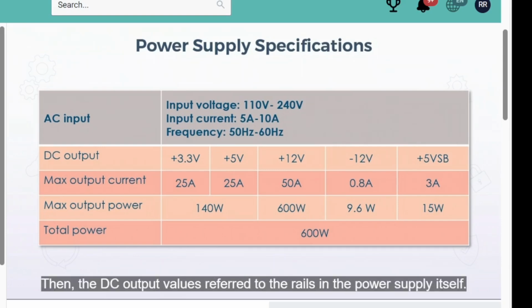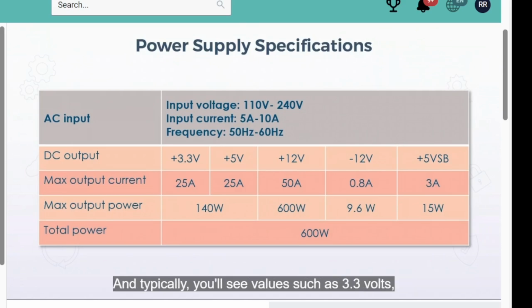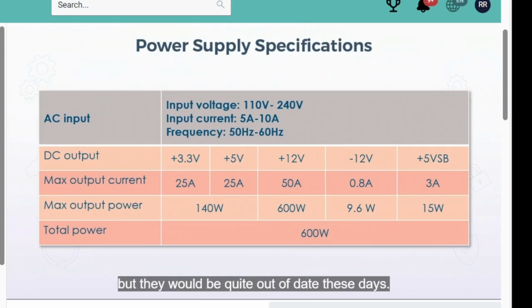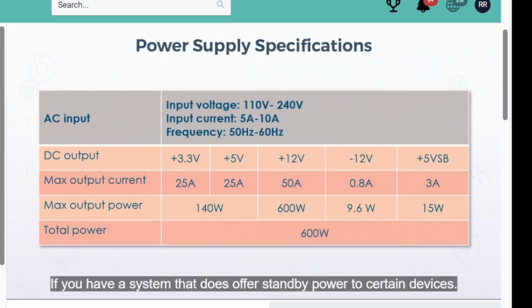Then the DC output values refer to the rails in the power supply itself, and typically you'll see values such as 3.3 volts, 5 volts, and 12 volts. And there may be a negative 12 volt rail as well, but that's probably only there for backward compatibility. There were some older devices that did actually run on negative voltages, but they would be quite out of date these days. And the 5 VSB is 5 volts standby if you have a system that does offer standby power to certain devices.